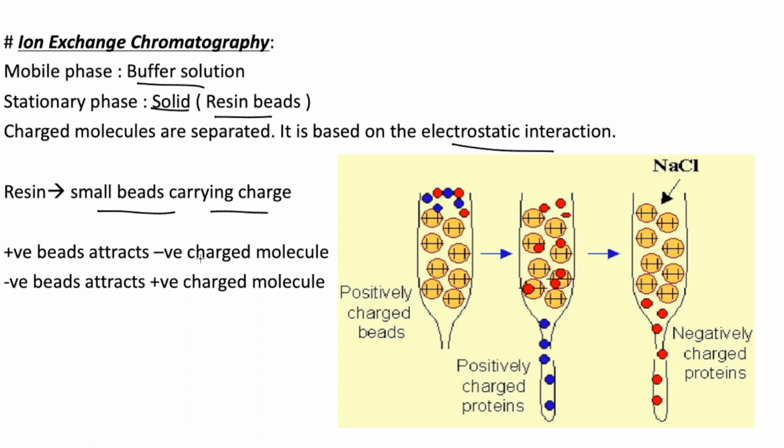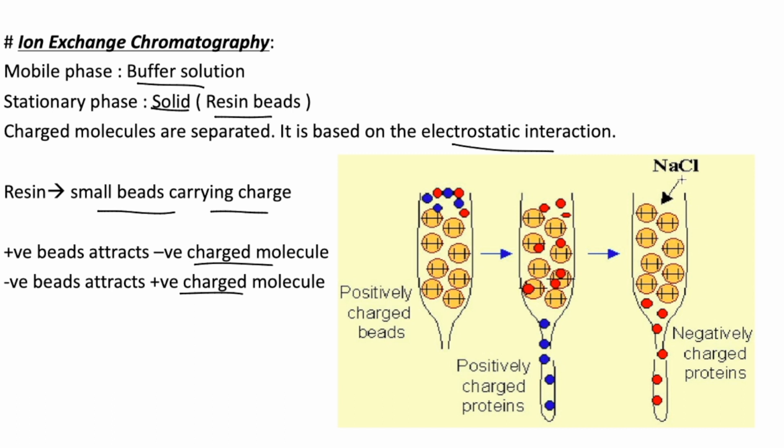So positive beads attract negative charge and negative beads attract positive charge. If you have positively charged beads, and you have a sample which has both charges, positive and negative, what will happen is that the negatively charged ions are going to get attached to this particular bead, and the positively charged compounds are going to come out of it.